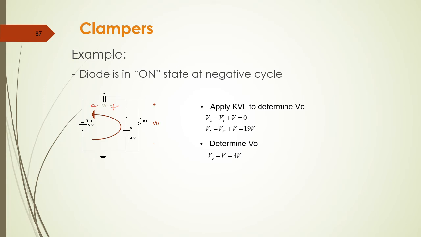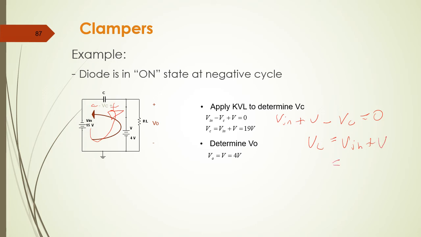V in, this is the first loop, follow this loop. So that means V in plus V minus VC equals 0, because the sign of the VC is in the opposite direction. So we will have VC equals V in plus V.